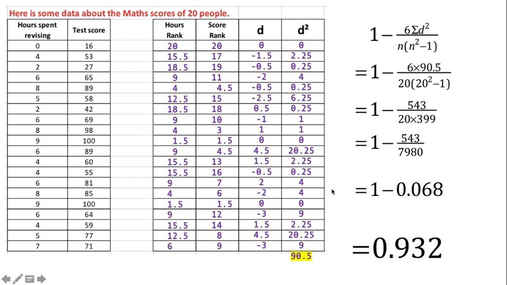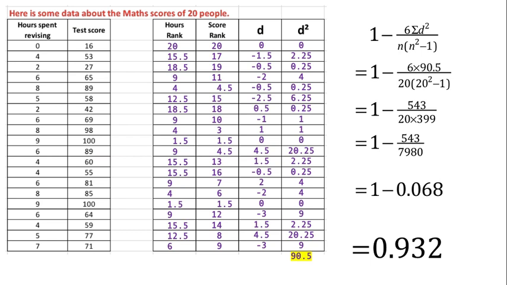So then we start to plug that into the formula. It says 1 minus 6 sigma d squared. Sigma means sum of, so sigma d squared is the sum of the d squareds, which is 90.5. So I plug 90.5 into the formula there. And the n is just the number of people, which is 20 in this case. So 20 times 20 squared minus 1. And it all comes out to be 0.932.